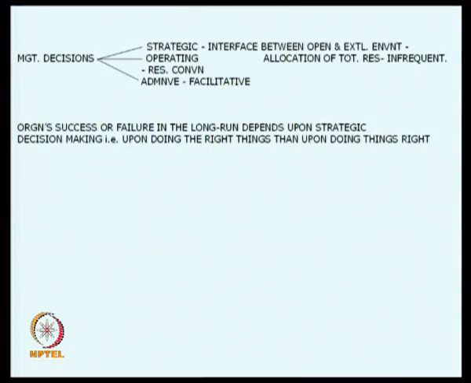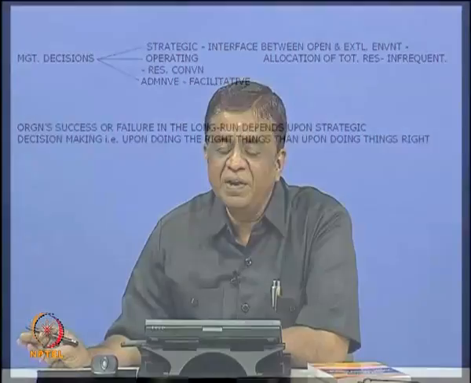Now, what really happens in an organization is that the organization's success or failure in the long run depends upon strategic decision making, that is, upon doing the right things rather than upon doing things right. Kindly note this particular sentence very carefully: upon doing the right things rather than upon doing things right. So, you must be able to do the right things, not say that, oh, I did this thing right. The question is, is it the right thing to be adopted? Is it the right strategy to be adopted by the organization?